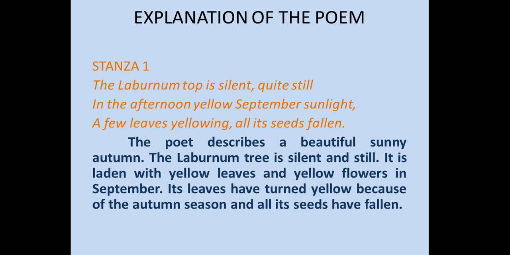Which season is going on? Autumn season. The laburnum tree is silent and still. It is laden. Laden means full with yellow leaves and yellow flowers in September. It was the autumn season, and which month was going on? September. Its leaves have turned yellow because of the autumn season, and all its seeds have fallen. Here you will see that in the second line, September sunlight. Which figure of speech is used? Alliteration.